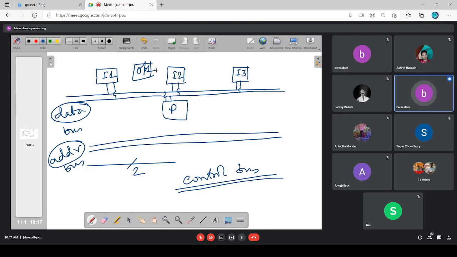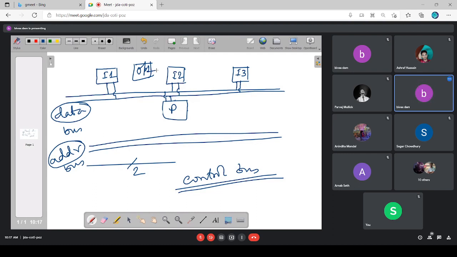If the device receives a read signal, that is basically an input device. If the device receives a write signal from the processor, that device is basically an output device, because the processor is writing data onto that output device. So that's why it is getting the write signal. Okay, fine.